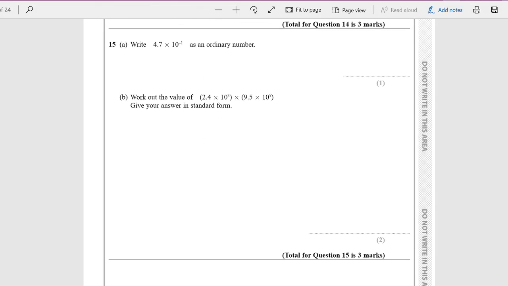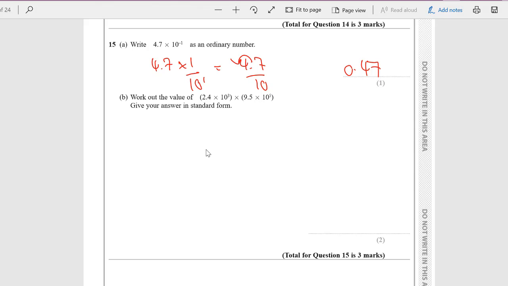Question 15, it says write 4.7 times 10 to the power of minus 1 as an ordinary number. So this is times 10 to the minus 1. So 4.7 can be written as that, which will equal 4.7 divided by 10. So that means that decimal point goes to the left by 1. So 0.47. Work out the value of this here, giving your answer in standard form.